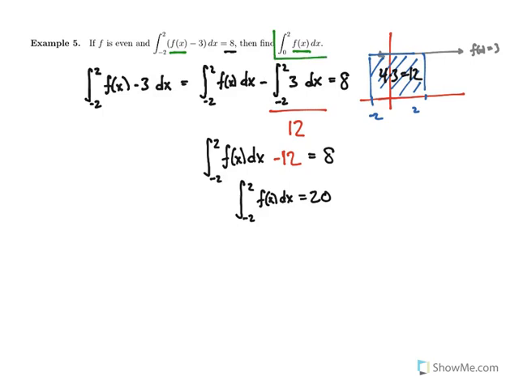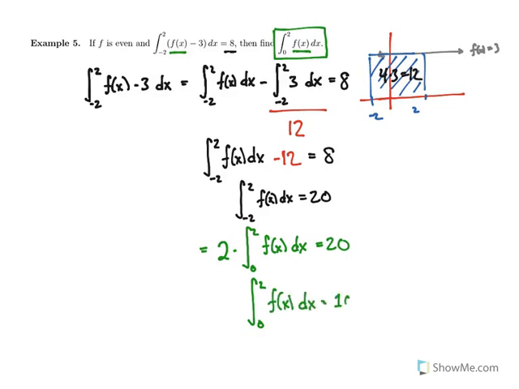We're looking for the integral from 0 to 2 of f of x dx, from 0 to 2, not -2 to 2. But using the fact that f is even, we know that this is going to be equal to 2 times the integral from 0 to 2 of f of x dx. And if that's equal to 20, then we know that what we're looking for is equal to 10 by dividing by 2. So it's using these little facts about even and odd functions and then being able to break the function up to get our result.